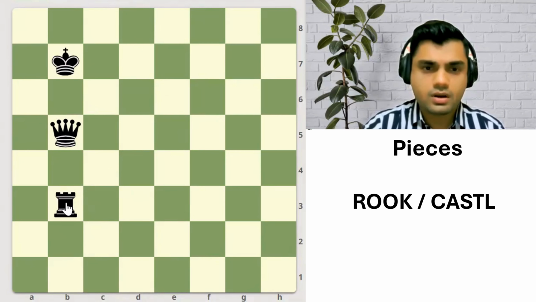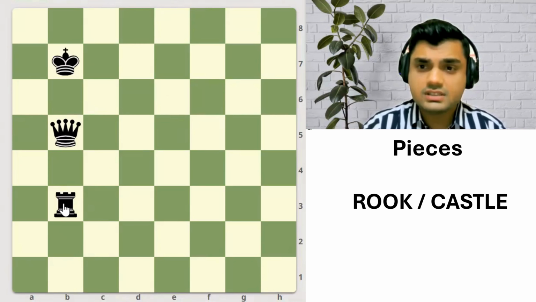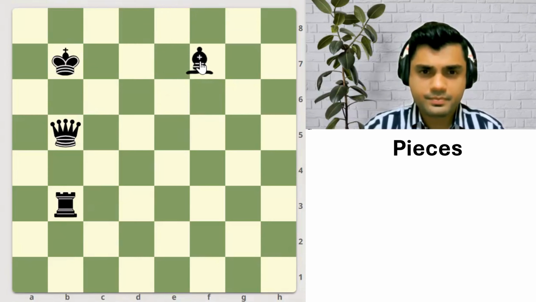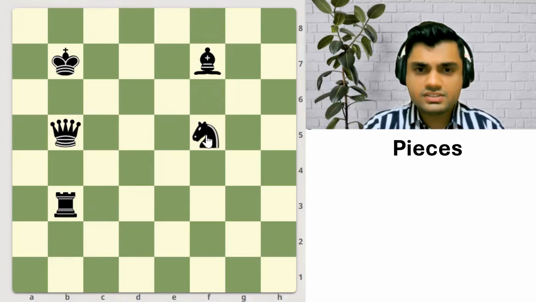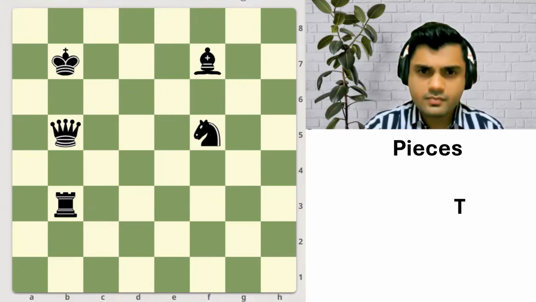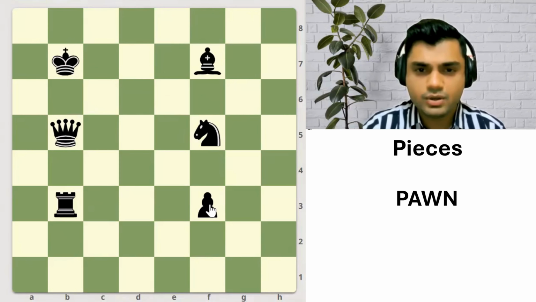This is rook. R-O-O-K, rook. The other name for rook is castle. This is bishop. B-I-S-H-O-P, bishop. This is knight. It looks like a horse, but we call it a knight. And this is the smallest piece on the chessboard, pawn. P-A-W-N, pawn.